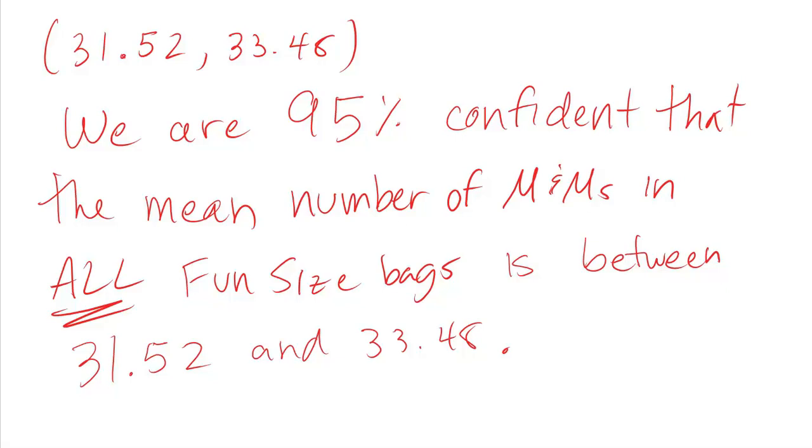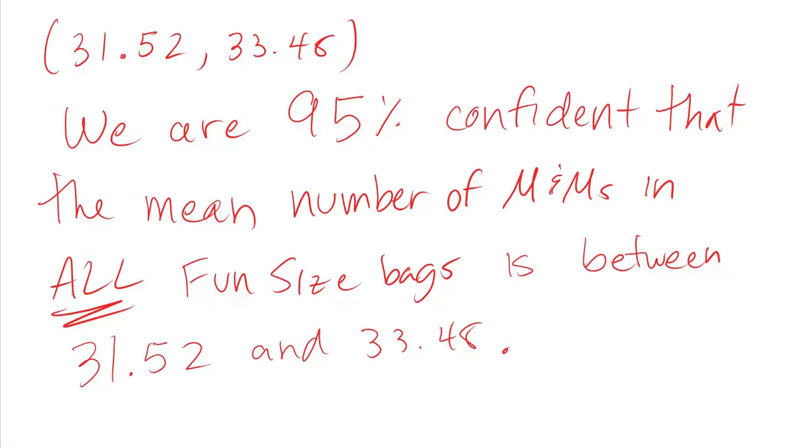It makes a difference. It matters that we're talking about fun-size bags, and it matters that we're talking about M&Ms, so you need to be specific. And then, of course, you have to say what the interval is. And notice that I don't write interval notation around this. I'm writing this in standard language, so you just write out the two numbers with the word and in between them.